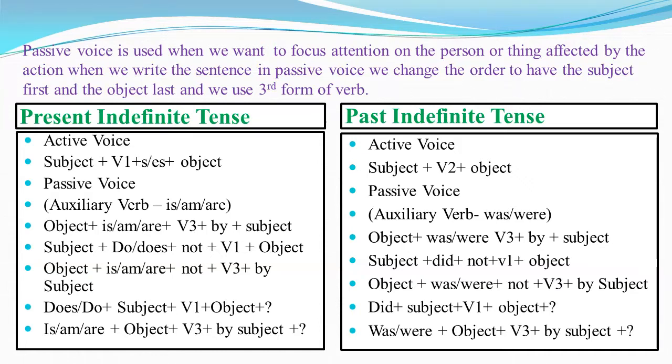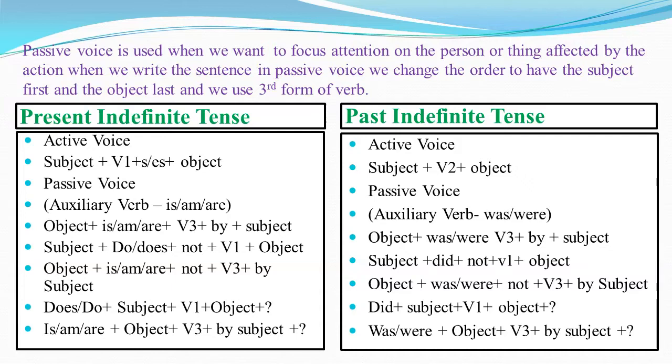Okay, let's start from present indefinite tense. The structure of active voice is subject plus first form of verb plus s or es if our subject is third person singular, and then object. And the structure of passive voice: we will use auxiliary verb is, am, are while making passive voice. The structure is object, then is, am, or are according to the object, and then third form of verb, then by, and then subject.